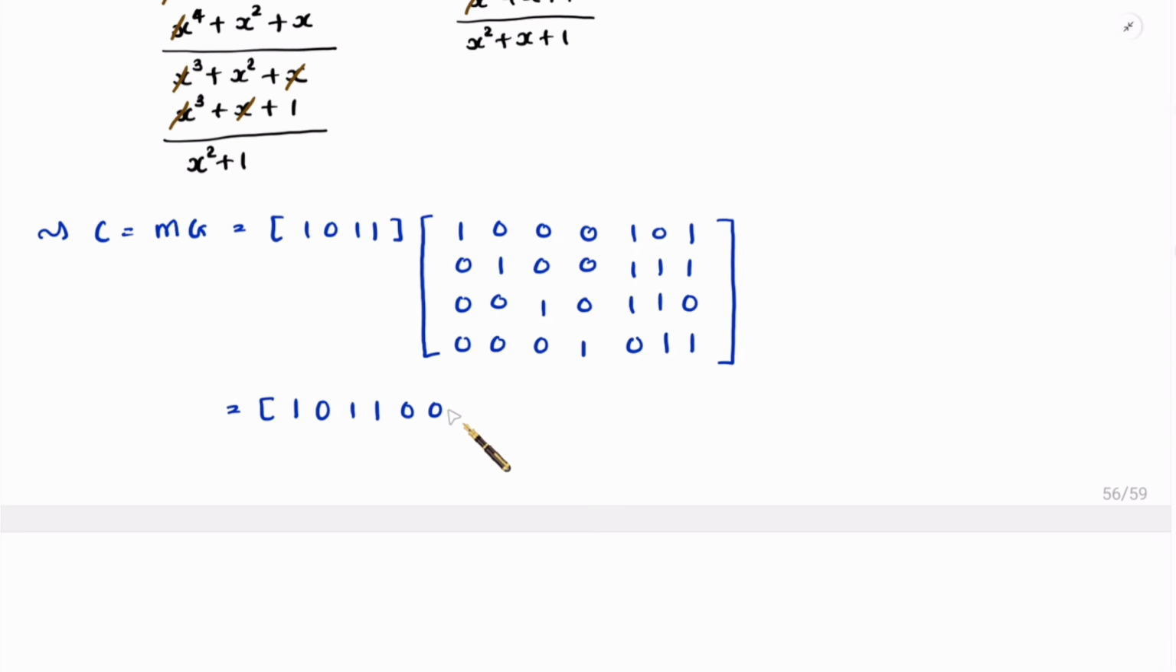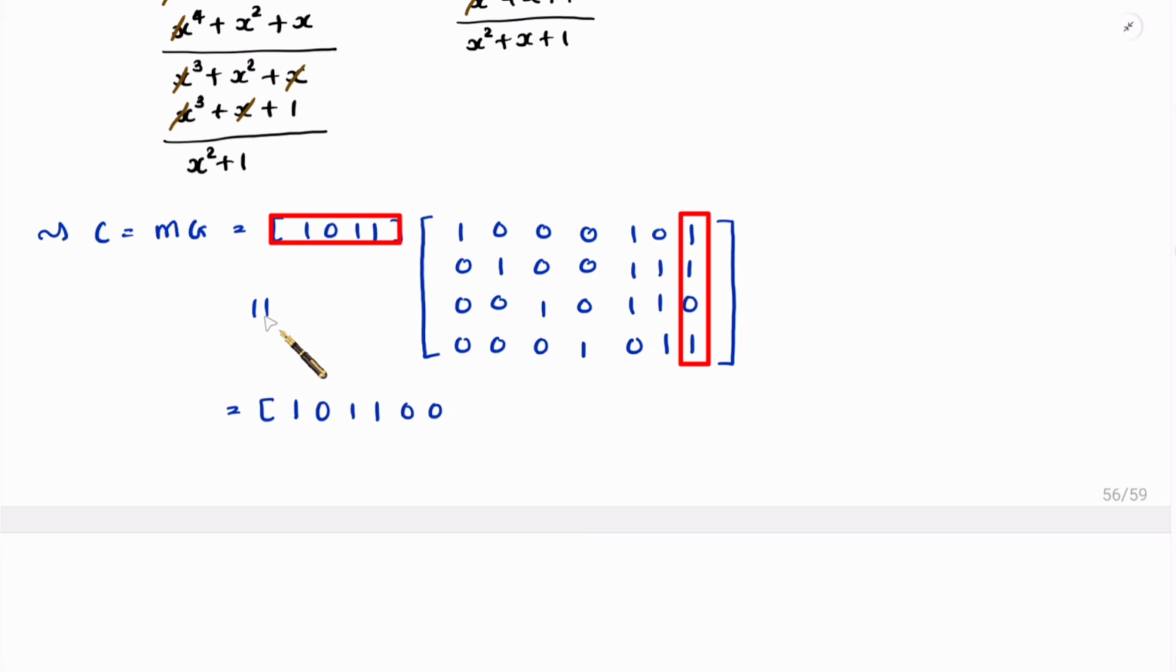Similarly, last bit, that will be this row into this column. So 1 into 1, 1. 0 into 1, 0. 1 into 0, 0. 1 into 1, 1. So here we have 1, 1. So this will be 0. So you can observe here we have code word, that is 10110000. Right. So that is our code word.